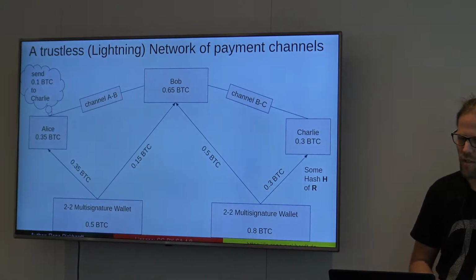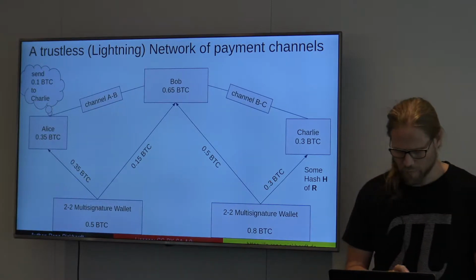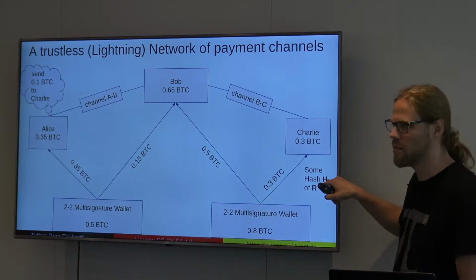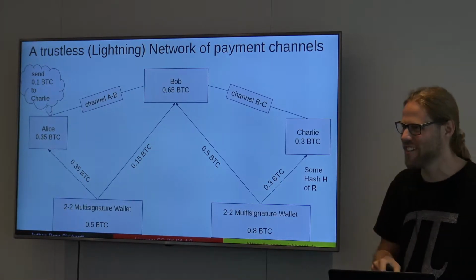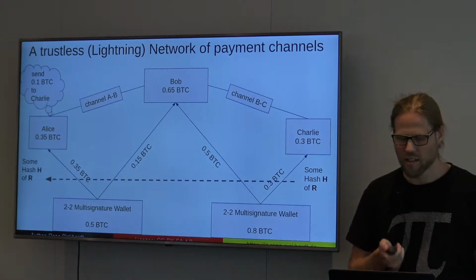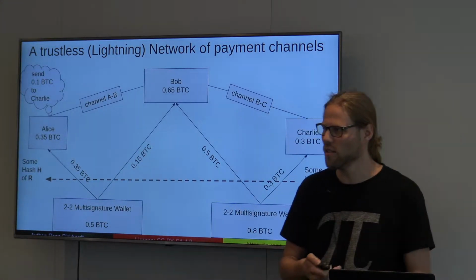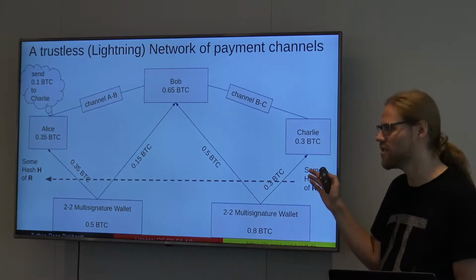Okay. So this is the trustless Lightning network. It starts with Charlie having a hash of some random value R. But as we mentioned before, it needs to get this over to Alice somehow, and this is done by Alice saying, hey, I want to send you some money, please do an invoice.